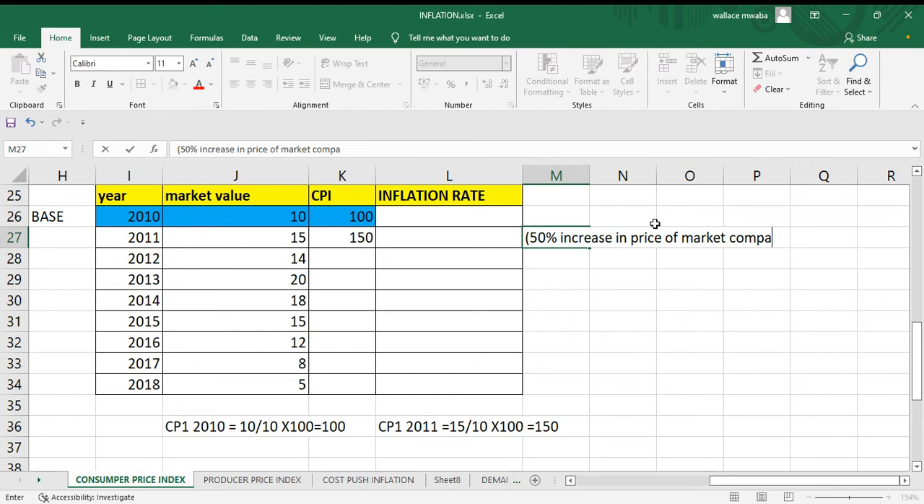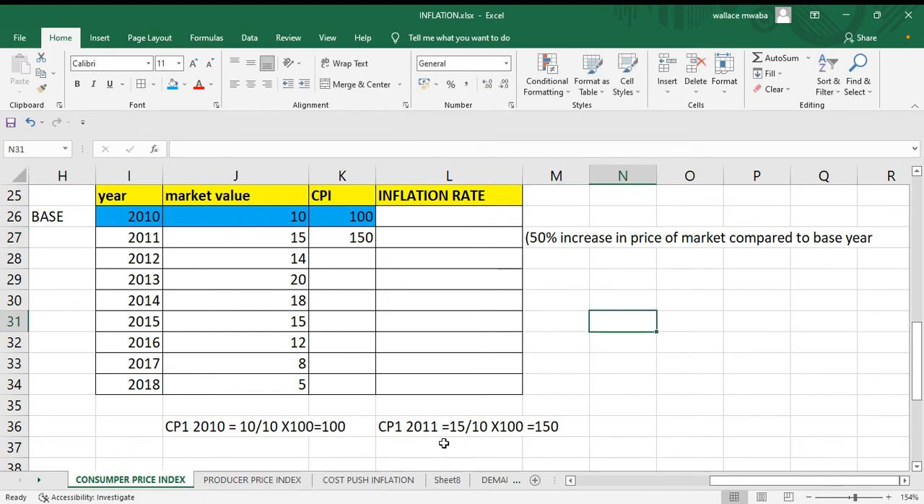In the next example, you'll see how we actually get these values compared to the base year. So we are comparing to the base year. For 2011 it is 150. For 2012, the CPI is going to be, the current price is 14, the value of the base year is 10, times 100, and we're going to get 140.